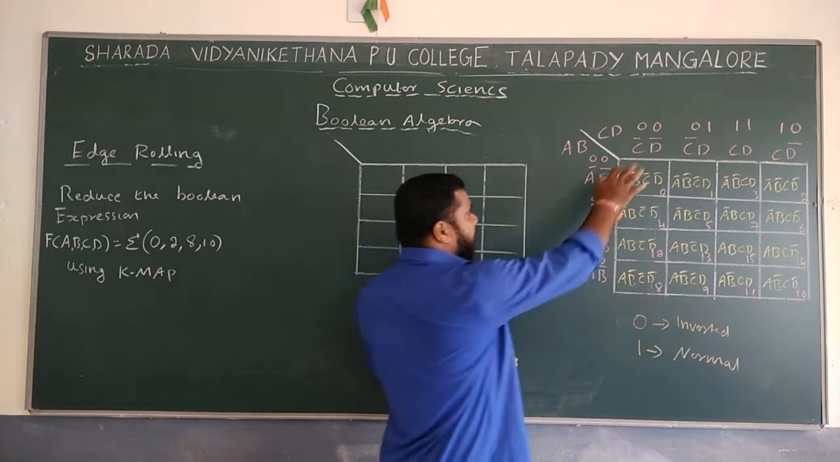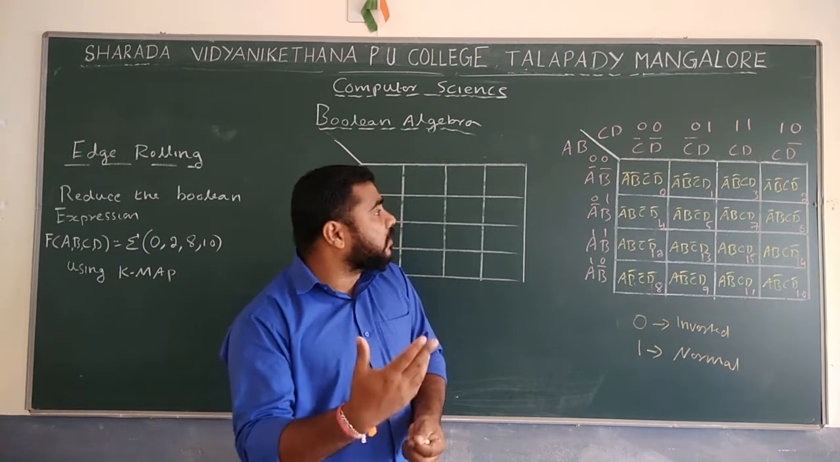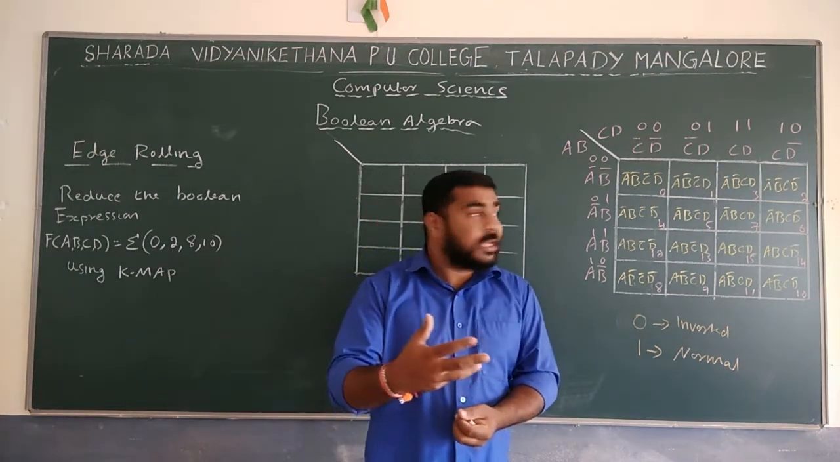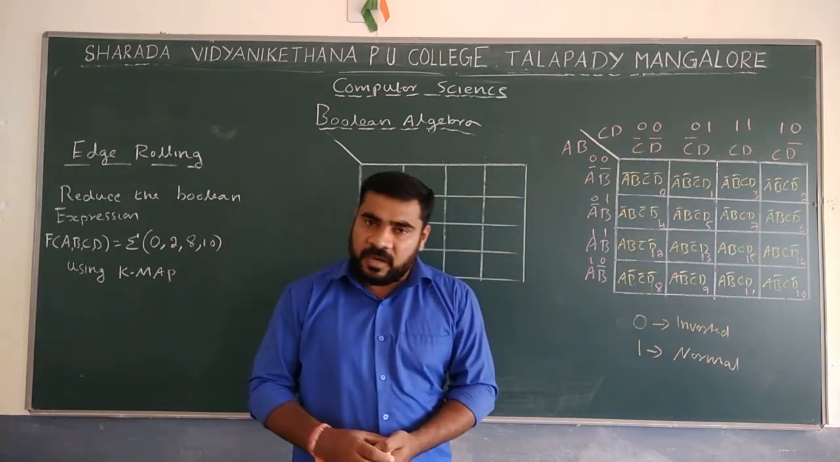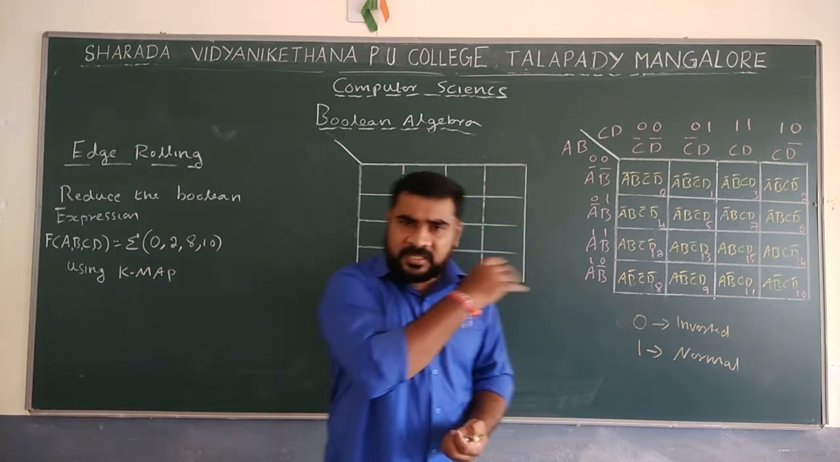So the variable values here are 0 0, 0 1, 1 1 and 1 0. Like that we can do. So C dash D dash will come. Next one, C dash D will come. Next C D. Like that you have to create a structure and fill all the cells. After that you have to mark the numbers. Cell number always starts from 0. So that structure is created.